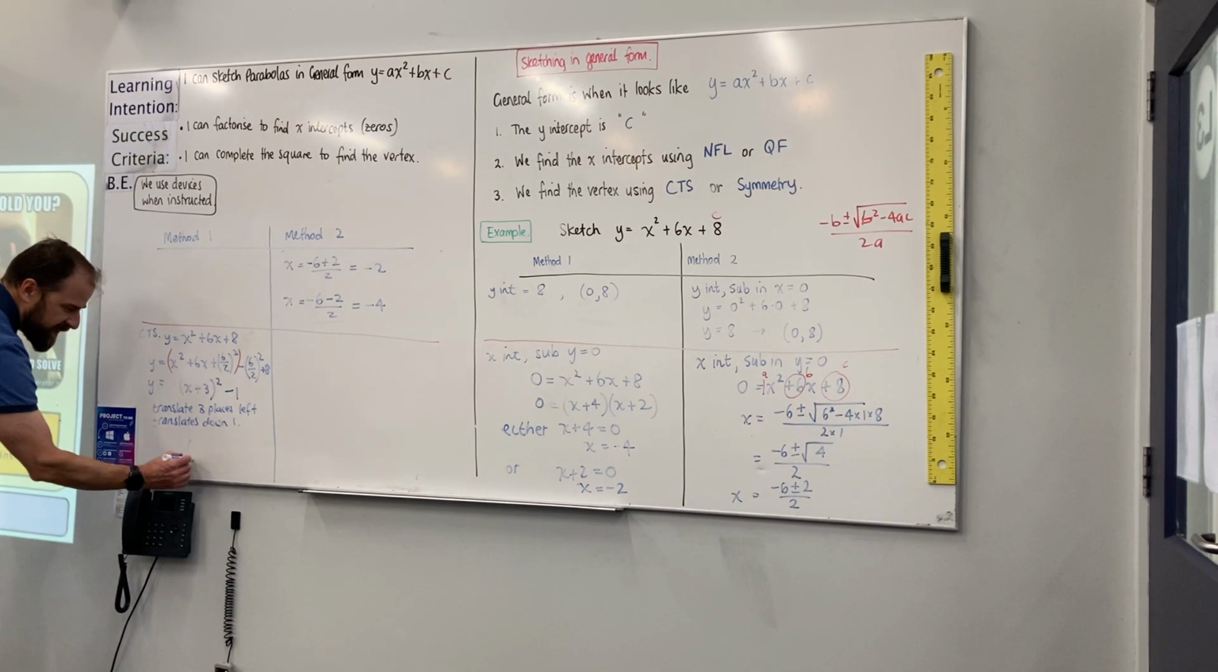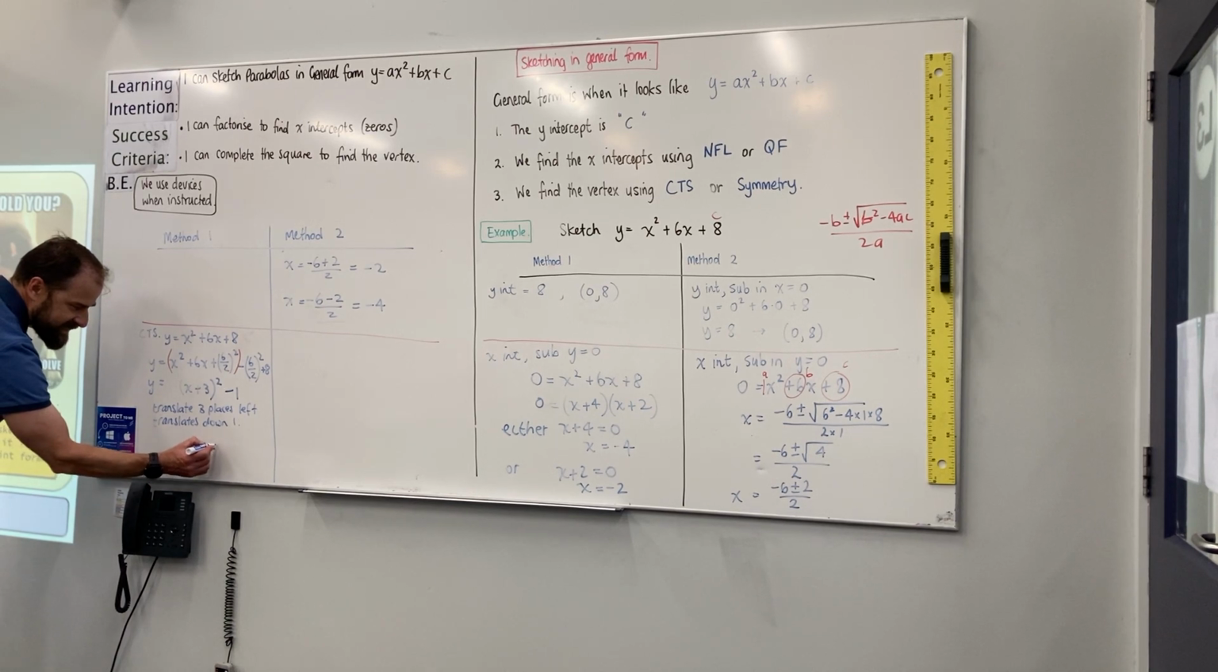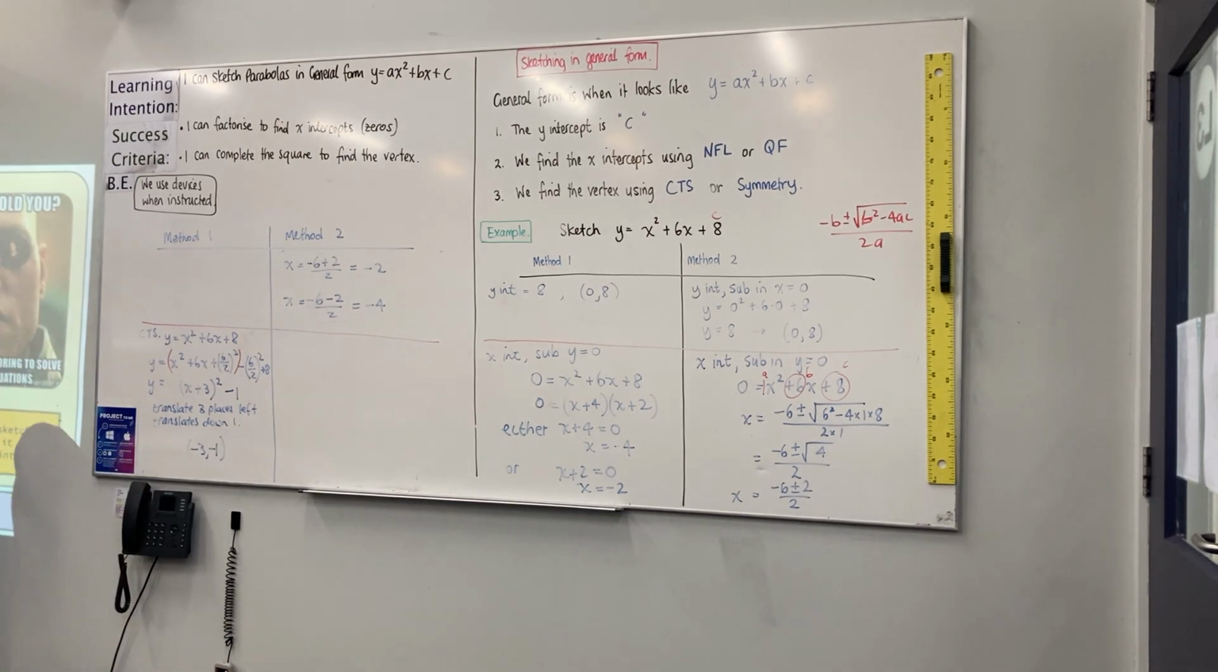So now I know it went 3 places left, so it went to minus 3, and 1 place down, minus 1. I've got my turning point.